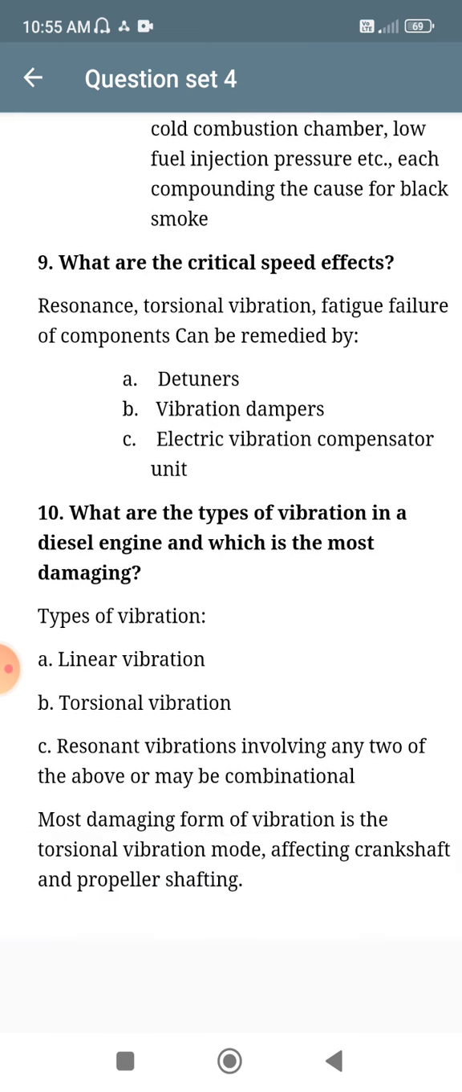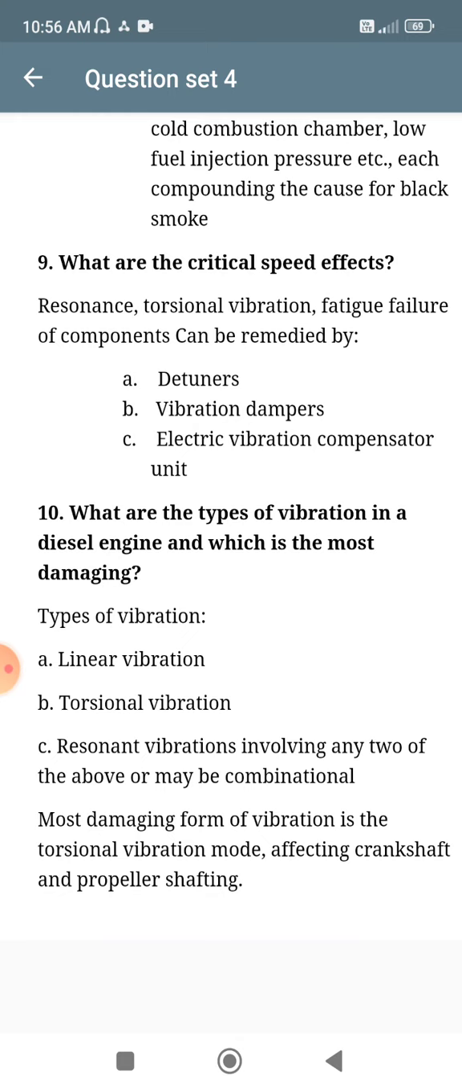Okay. What are the types of vibration in a diesel engine and which is the most damaging vibration? Types of vibration are linear vibration, torsional vibration and resonant vibration, involving any of the two above or in combination. The most damaging form of vibration is the torsional vibration mode affecting the crankshaft and propeller shafting.